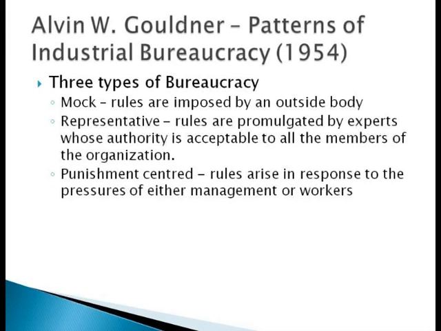Gouldner came up with the idea that there are three types of bureaucracies. They are called mock bureaucracies, representative bureaucracies, and punishment-centred bureaucracies. Mock bureaucracies are those which have a structure based around rules which have been imposed on it by an outside body. A representative bureaucracy is one where rules are presented to it by experts in the fields, and those rules and regulations are acceptable to the members of the organisation. And then there's a thing called punishment-centred bureaucracies, and that's the most common.